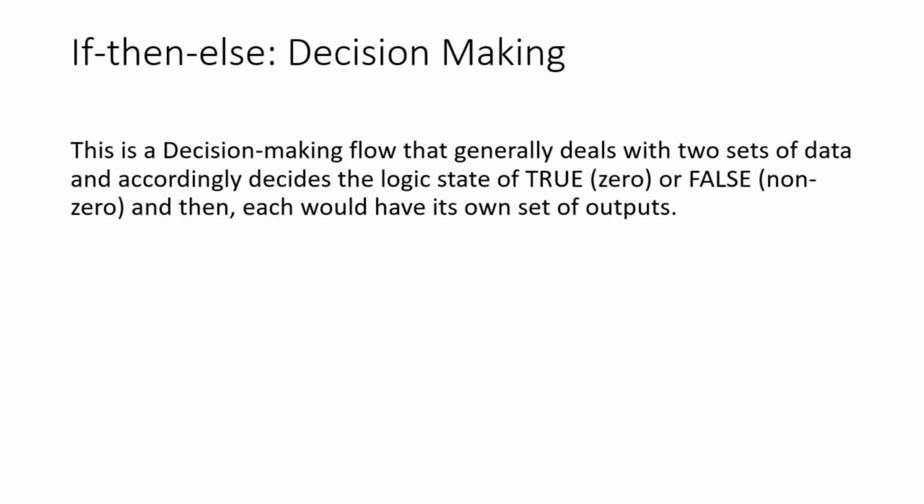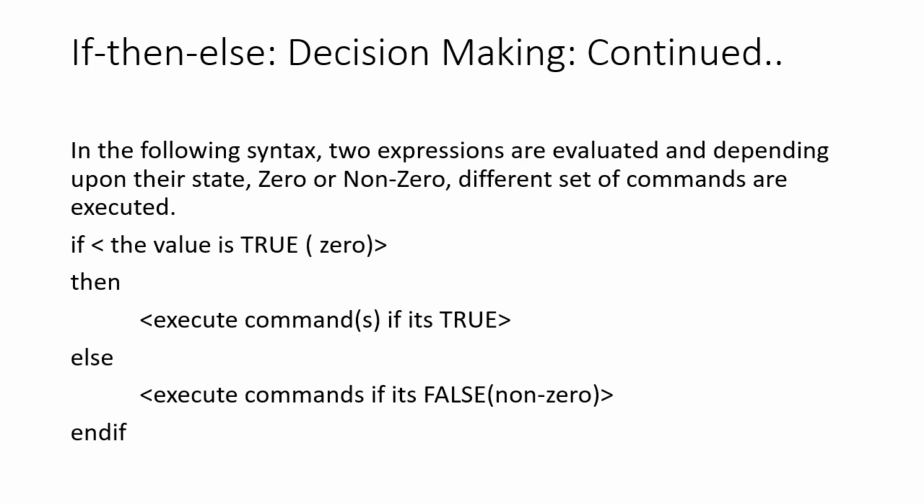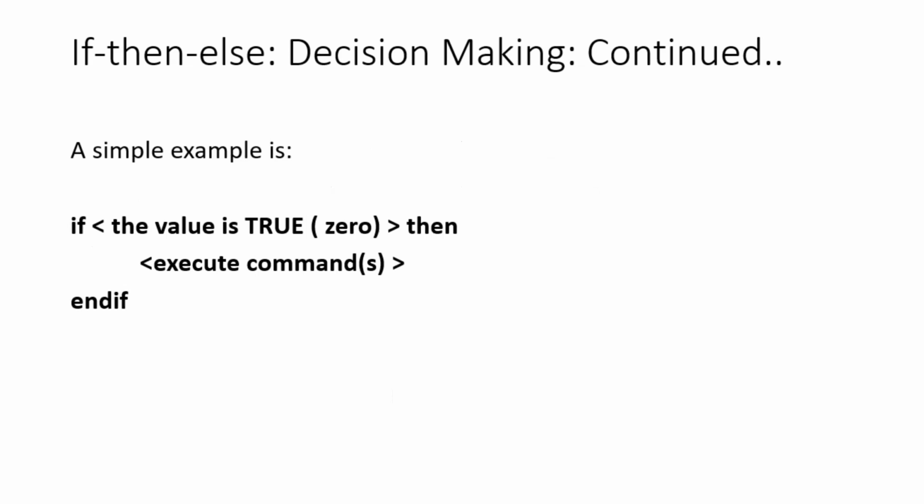If-then-else. This is a decision-making flow that generally deals with two sets of data and accordingly decides the logic state of true, 0, or false, non-zero, and then each would have its own set of outputs. In the following syntax, two expressions are evaluated and depending on their state, 0 or non-zero, different sets of commands are executed. A very simple example will be: if the value is true, then execute the following commands and endif, end of the script.